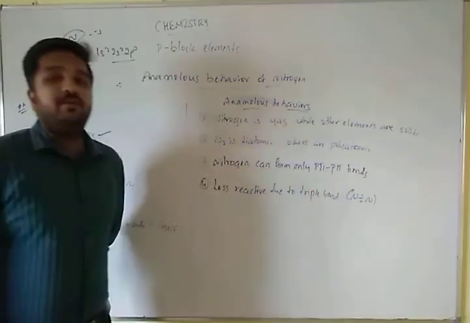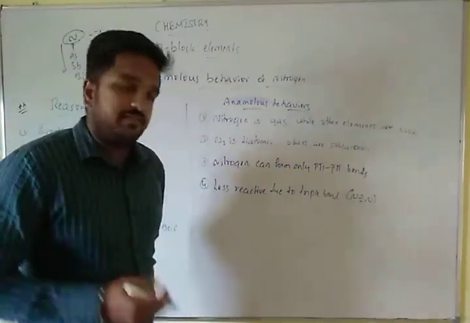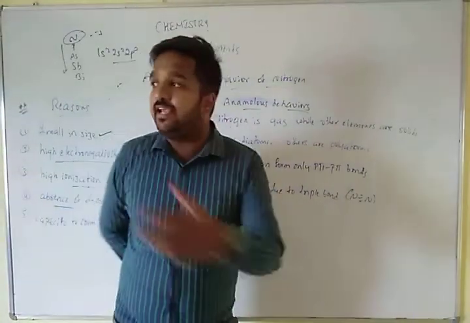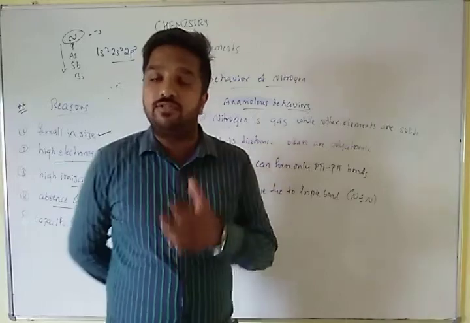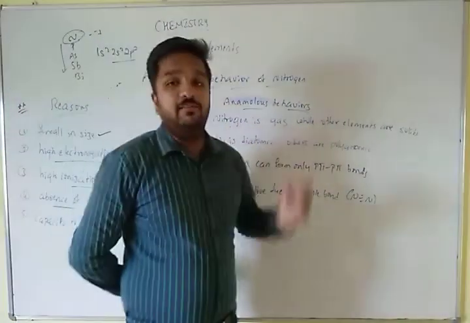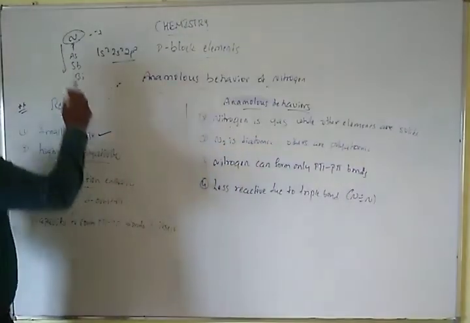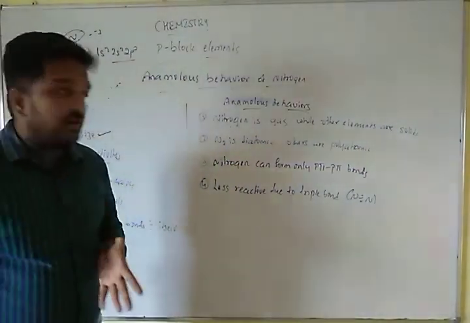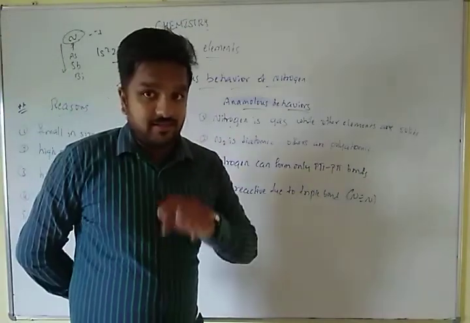What are the different behaviors of nitrogen other than the rest of the elements? The first one is nitrogen is a gas. We know that atmospheric air consists of 78% nitrogen by volume. So nitrogen is a gas while all other elements are solids. Phosphorus is a solid. Phosphorus, arsenic, antimony, bismuth, they are solids. But nitrogen is a gas, that's a different behavior.